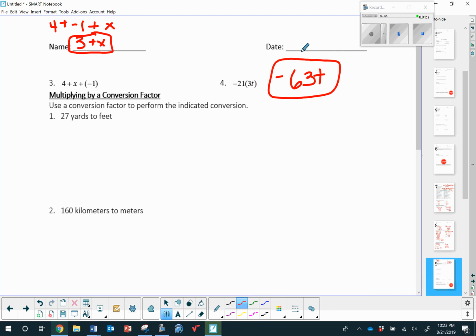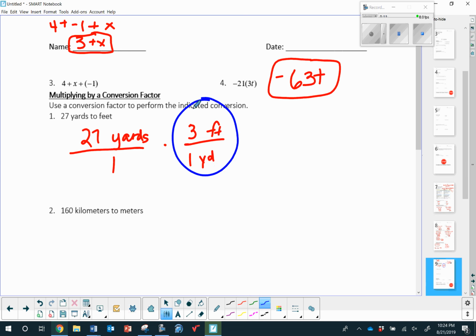All right, the last section we're going to look at here today is multiplying by a conversion factor. So again, this is something you probably do automatically, or you may have done this in science even, but I'm going to show you how I would like you to write it. So if we think about 27 yards to feet, we know that there are 3 feet in a yard. So I'm going to start off by saying 27 yards over 1 times 3 feet over 1 yard. So this right here is my conversion factor.